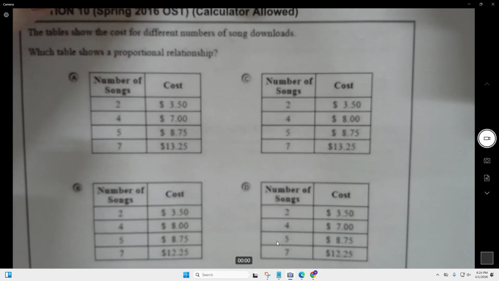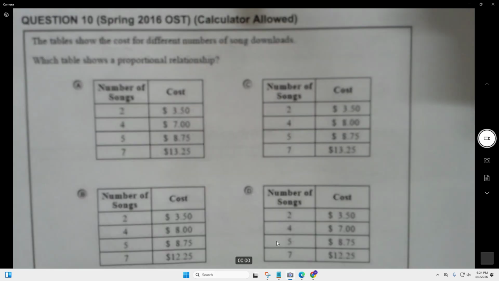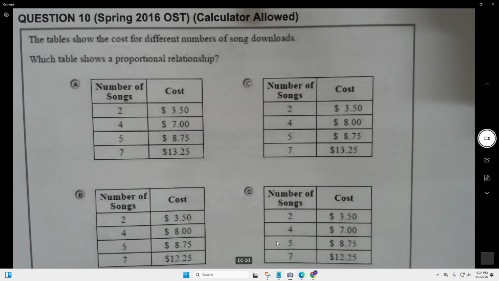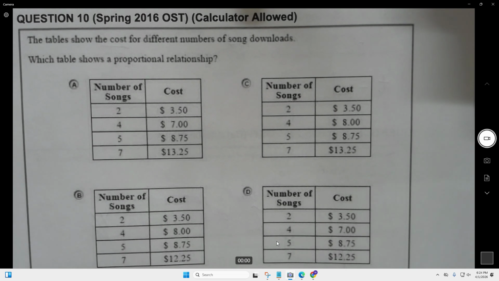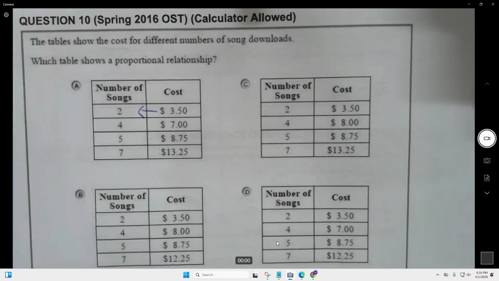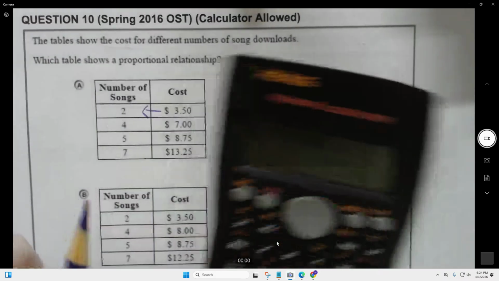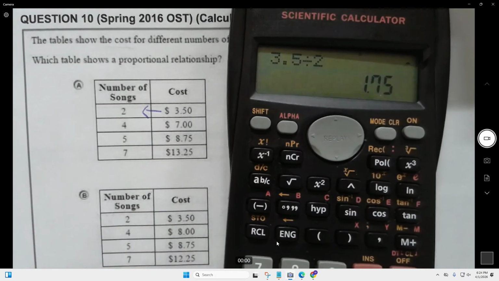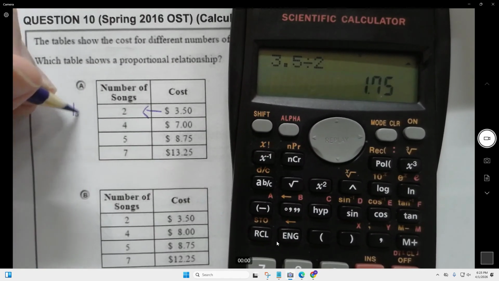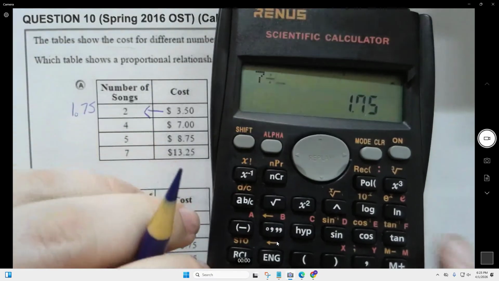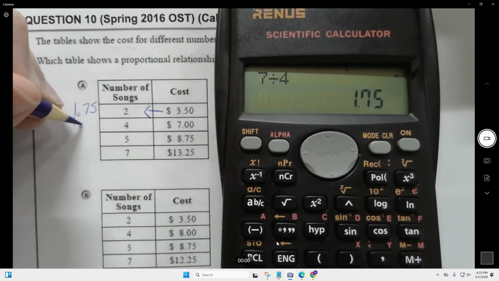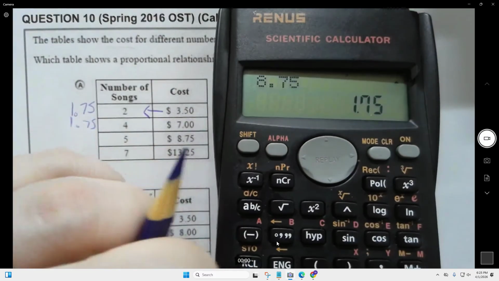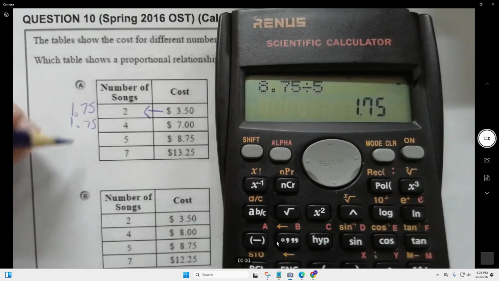The tables show the cost for different numbers of song downloads. Which table has a proportional relationship? So all you're doing here is you're checking which tables have a constant of proportionality. So just do y divided by x for each line. So here we go, table 1. 3.5 divided by 2. That gives us 1.75. 7 divided by 4, 1.75. 8.75 divided by 5, 1.75.